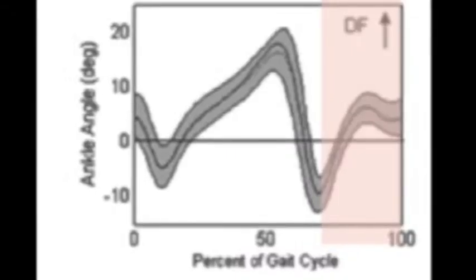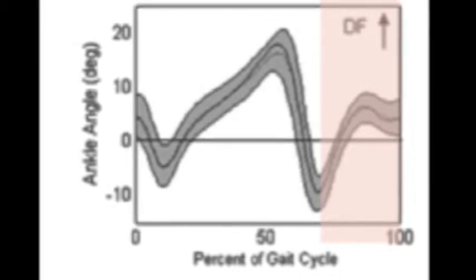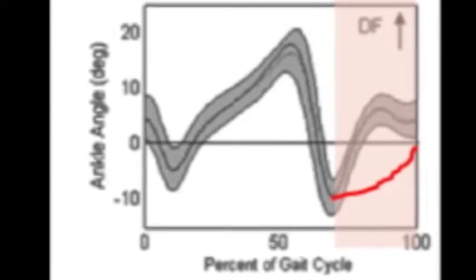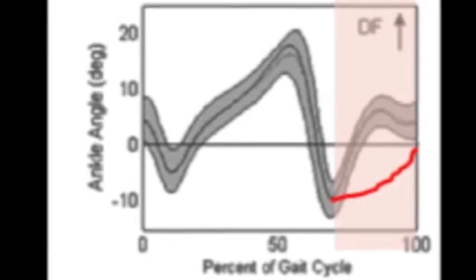In healthy individuals, the ankle angle increases during swing when the tibialis anterior is acting concentrically. This allows the foot to clear the ground. The red line indicates dorsiflexion weakness. Here, the angle is reduced and the foot remains plantarflexed through swing.